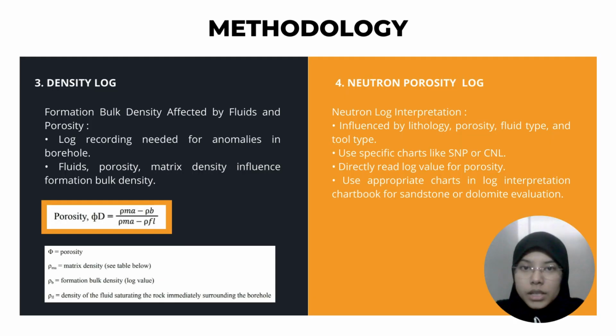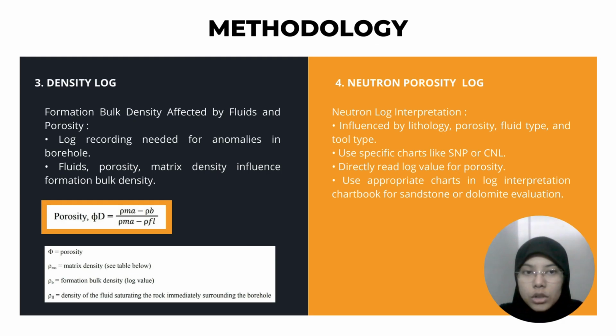Next is density log. The density log determines the electron density of a formation by releasing gamma rays from a source. A detector measures the number of gamma rays that return, allowing for the determination of the formation bulk density. The litho density tool (LDT) also features a photoelectric cross-section curve for additional lithology indication. Formation bulk density is affected by fluids and porosity, and log recording is needed for anomalies in the borehole, and the formation bulk density is influenced by fluid, porosity and also matrix density.